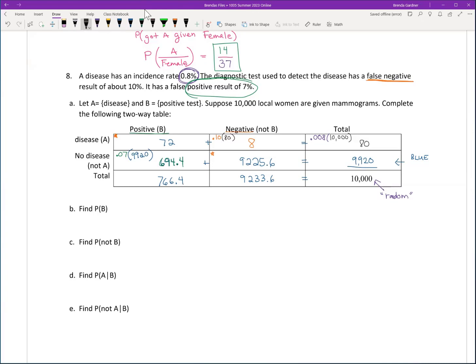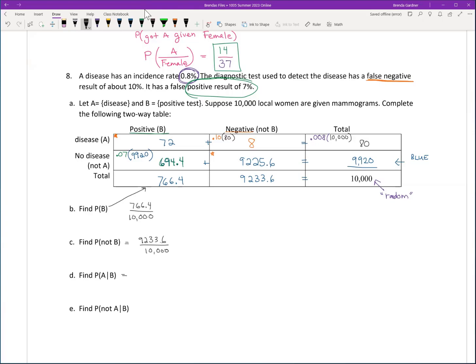What's the probability of B? So that would be 766.4 over the 10,000. The probability of not B is 9,233.6 over 10,000. And again, at this point, you'd probably change those to a decimal and maybe even a percentage. And I'll leave that calculation to you and I'll put it on the key.